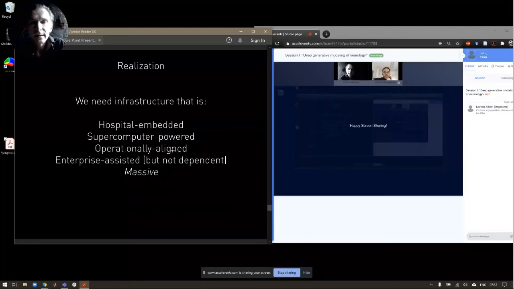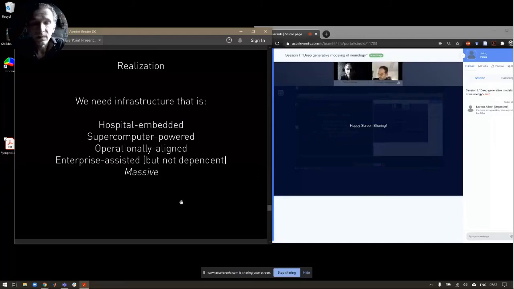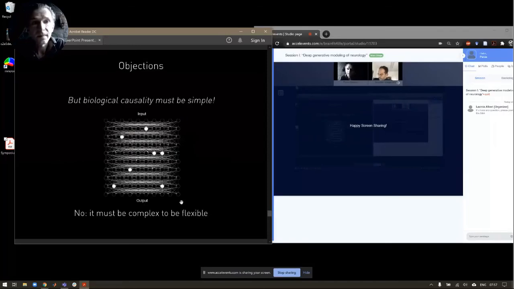So in summary, what we need is a fairly comprehensive digital infrastructure that's embedded within hospitals, that is powered by supercomputers, that is aligned with operational objectives of each hospital, and that inevitably will be assisted by enterprise. But I should emphasize this cannot be delivered by enterprise. There is no company on earth currently that can do this. This has to arise at the intersection between enterprise, hospitals, and academics, because all of it is so new, because all of it requires so much innovation. And of course, this needs to be massive, it needs to be large scale, otherwise it's not going to work.